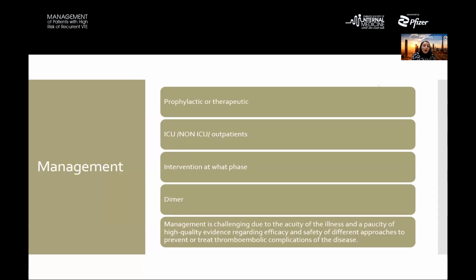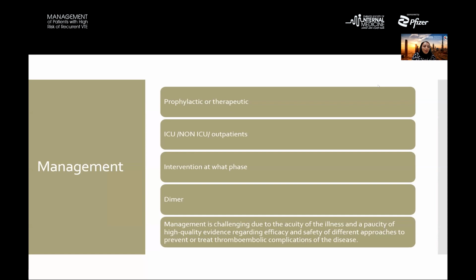So we come to the management. There were a lot of observational studies and clinical trials published this year regarding the management of thrombosis in COVID-19, or the management of the coagulopathy in COVID-19. First, the debate was whether to give prophylactic or therapeutic anticoagulation.